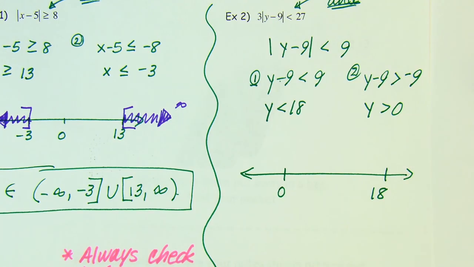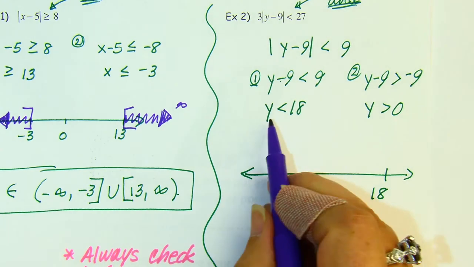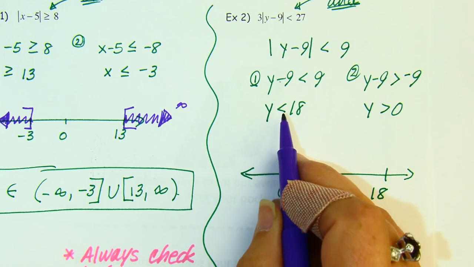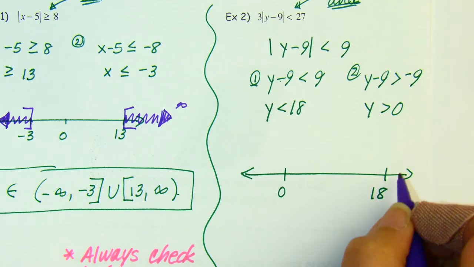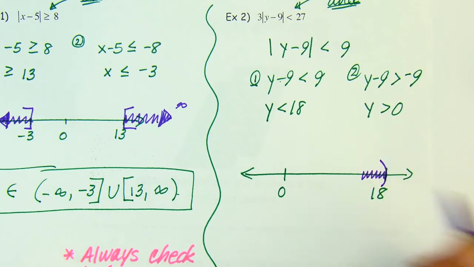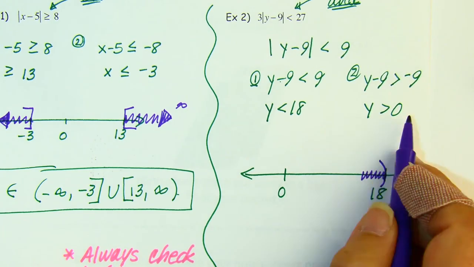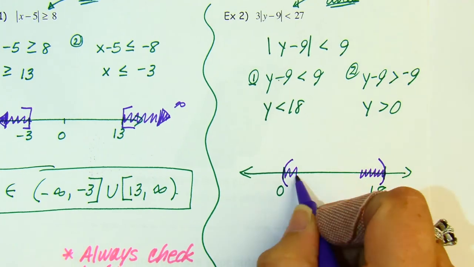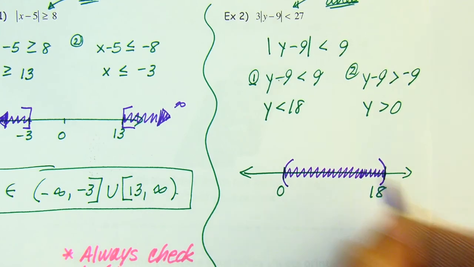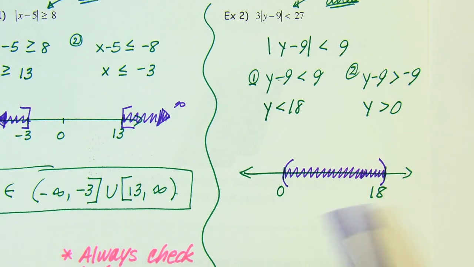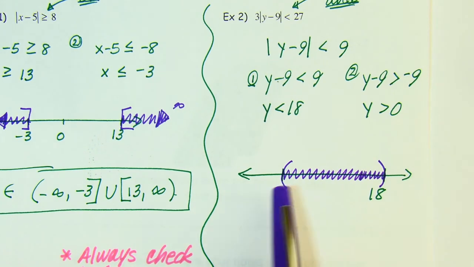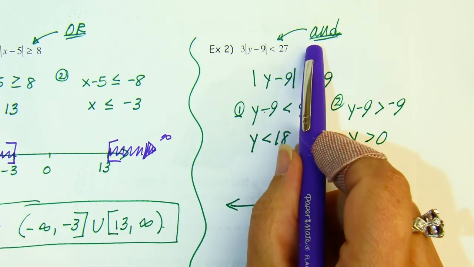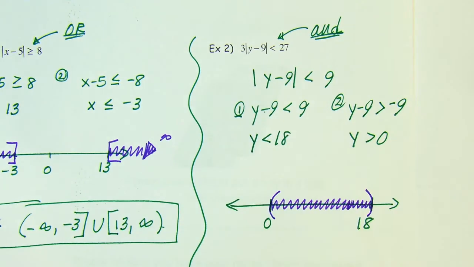And now I want to shade. Well, I'm starting at 18, not including it, so that's a parenthesis. And I'm shading to the left because elements to the left of 18 are less than. So I'm going this way with it. Here at 0, I'm starting at 0. I'm shading to the right. Elements to the right of 0 are greater than it. And it's going to meet here in the middle. So solutions to this inequality are between 0 and 18.